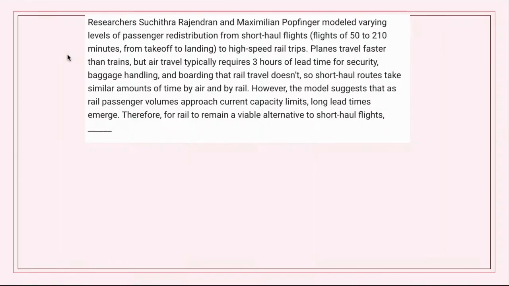Okay, so this is our last one. Researchers modeled varying levels of passenger redistribution from short haul flights, flights of 50 to 210 minutes from takeoff to landing, to high speed rail trips. So I'm not entirely sure what they mean by passenger redistribution, but I do know we're talking about shorter flights and high speed rail trips or train trips.